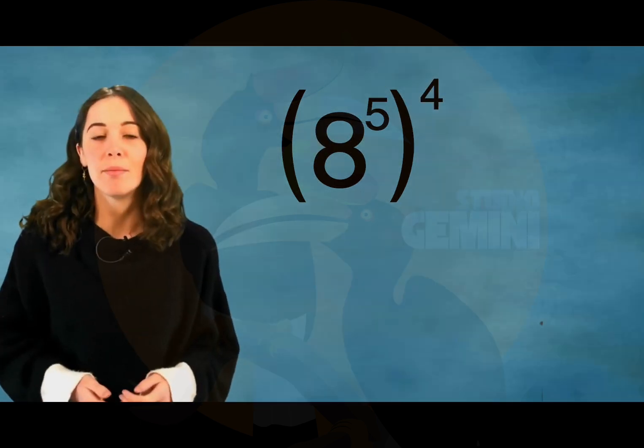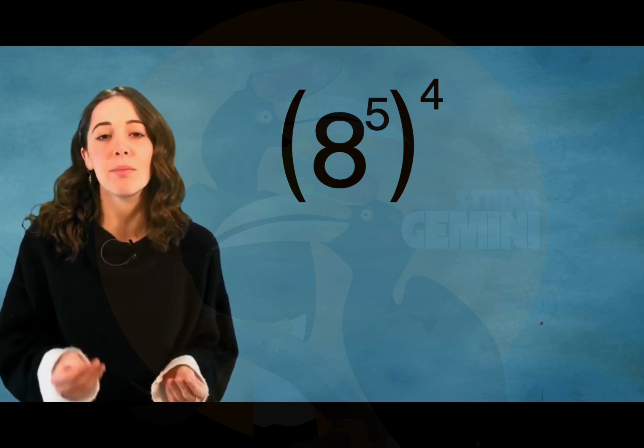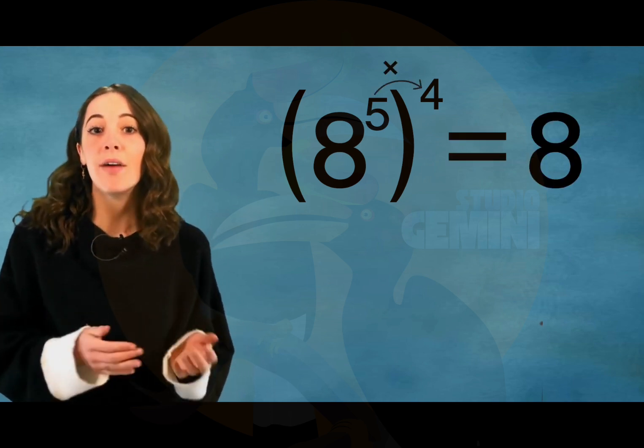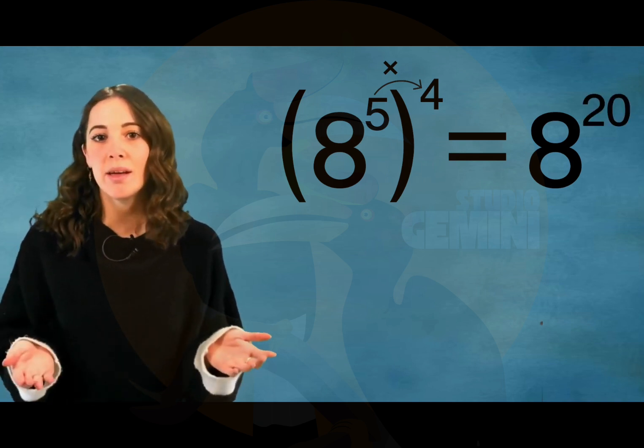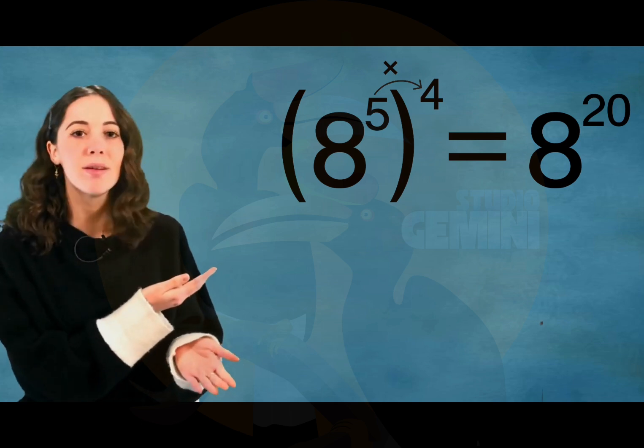For our third example, we have 8 to the fifth in parentheses raised to the fourth power. Again, our first step is to keep our base as is, so our base remains 8. Our next step is to multiply our exponents. 5 times 4 gives us 20. This means our simplified answer is 8 to the 20th power.